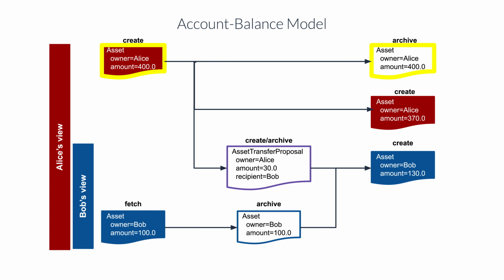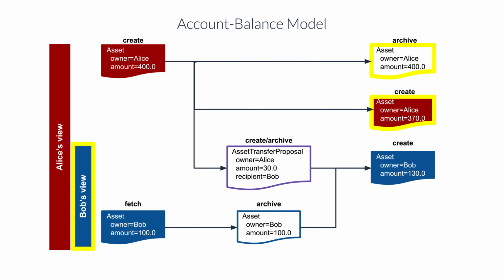When Alice decides to offer $30 to Bob, her asset contract with the value of $400 is archived. A new asset contract is created with the new balance, which is her transferring amount subtracted from her original total balance, which is $370. Neither archival nor creation of these asset contracts is visible to Bob, since he is not a stakeholder on those contracts.